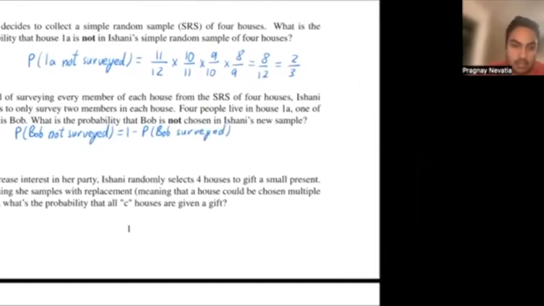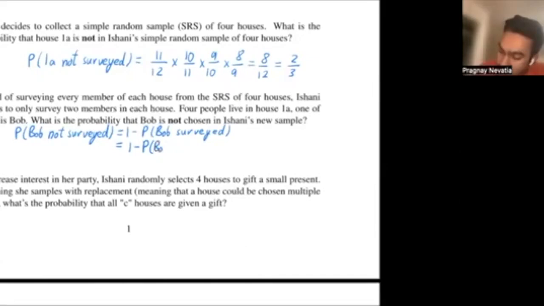Okay, and now comes the tricky part. Now you want to break down whether Bob is surveyed into different components, because now there's 2 conditions. So for Bob to be surveyed, 1A also needs to be selected in the simple random sample. So you have to consider the scenario where, given that 1A is selected, what is the probability of Bob being selected? And then you also need to account for what is the probability of 1A being selected overall.